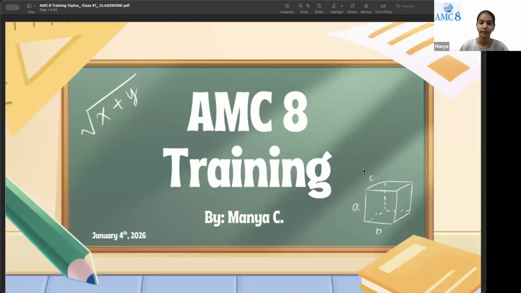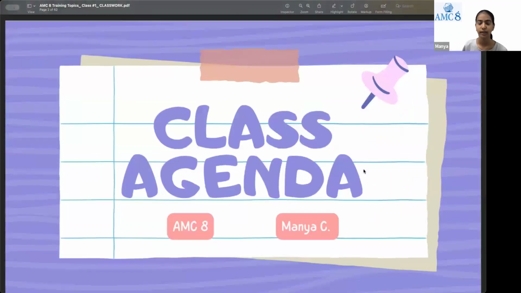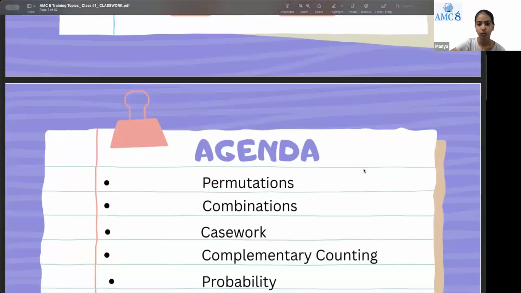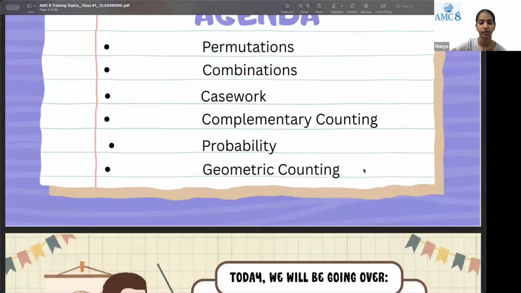Hi everyone, good morning. Today we'll be doing the AMC 8 training, and let's get started. Instead of last time where we just revised the previous papers, today we'll be doing topic-wise. The class agenda for today is permutations, combinations, casework, complementary counting, probability, and geometric counting. You'll know what each of these topics are by the end of this class and how to use them too.